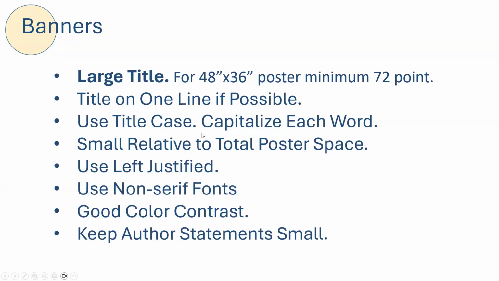Okay, banners. That big chunk of color and text across the top of your poster. How do you make a good banner? How do you make a bad banner? Well, the most important thing, make a large title. Make your title as big as you can, 72-point font minimum. You can go up to even 90 for a 48 by 36 poster.